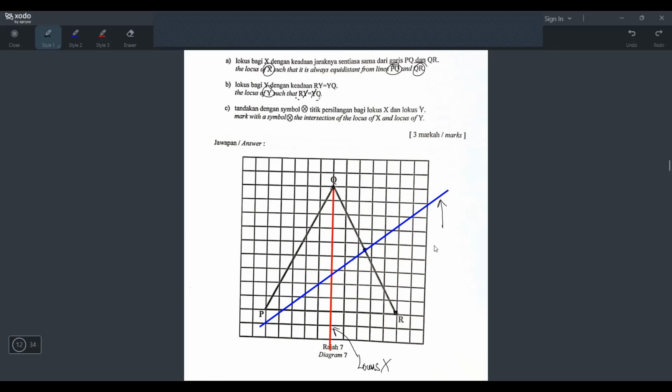Of course I'm doing it like this because I can't use a compass on my laptop. So this is your locus Y. All right, so this is your answer. Okay, I want to teach how to use a compass to draw this.